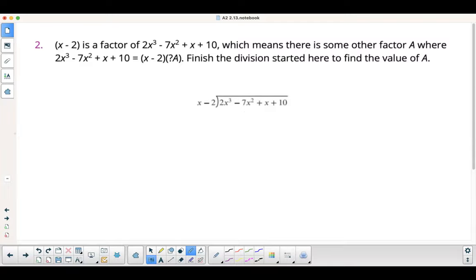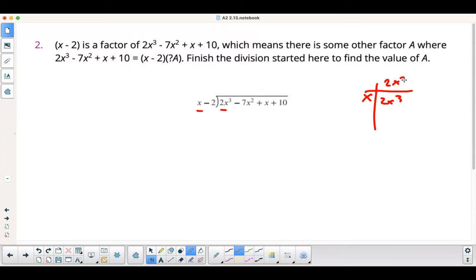And I'm just gonna start from scratch. Okay, so the only two things we're looking at here is the x right here, and the 2x cubed. So x times what gives me 2x cubed? Kind of like here, if I had x, and I have my box here, and I have the 2x cubed, just like we did here, x times what gives me 2x cubed?